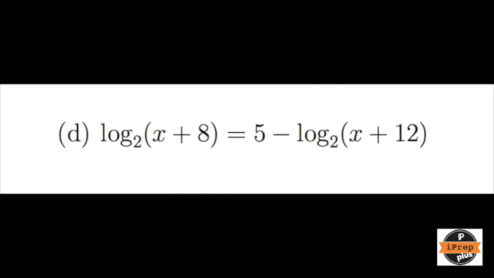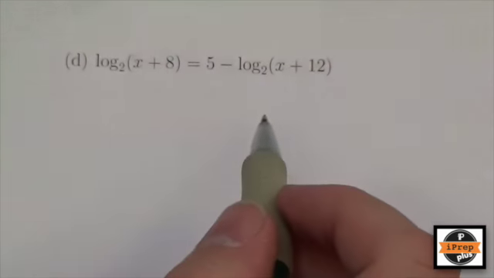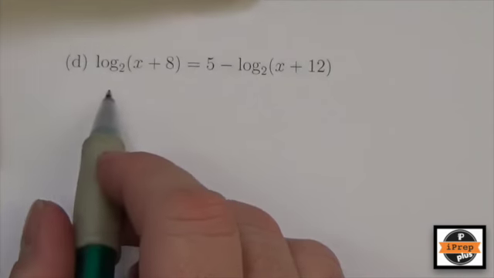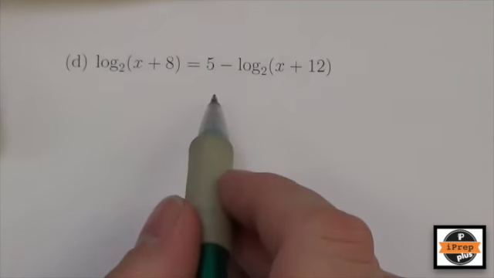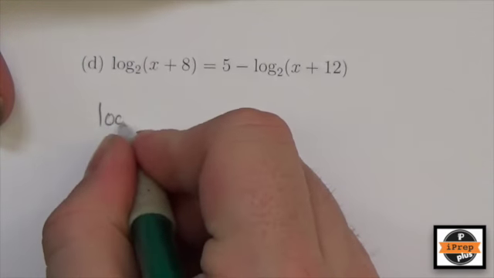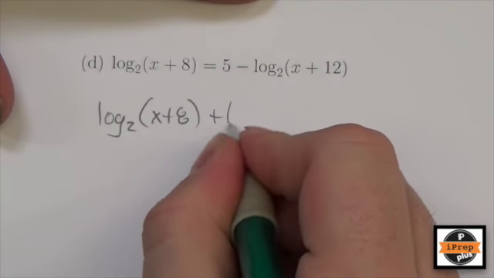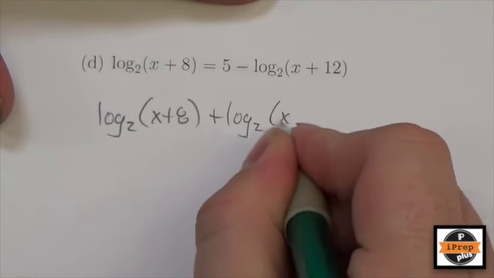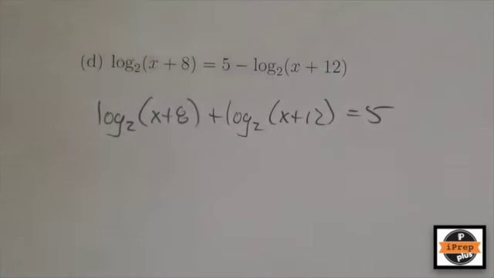Example 1D. Okay, in this problem, similar to the ones before it, we're being asked to solve a logarithmic equation. So what I'm going to do here is, again, follow what my friend said. I'm going to bring all the logs over to one side. So this will be the log base 2 of x plus 8 plus the log base 2 of x plus 12, and we'll leave the constant on the other side, so that's going to equal 5.